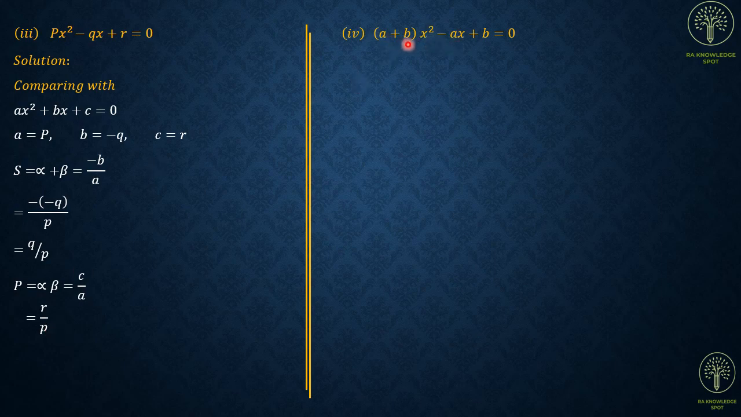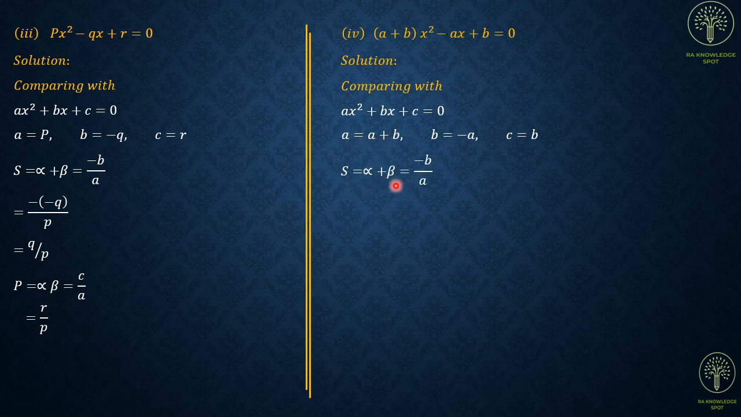Now this is another question, that is a plus b. Now comparing with ax² + bx + c = 0, just putting the values. Now the sum of roots is alpha plus beta, equal to minus b by a. We are just going to put the values. Then minus minus plus, a by a plus b. The product of roots, alpha beta, is equal to c by a. Just putting the values, this is b by a plus b. Dear students, this is question number 1, and I hope the things are simpler for you.